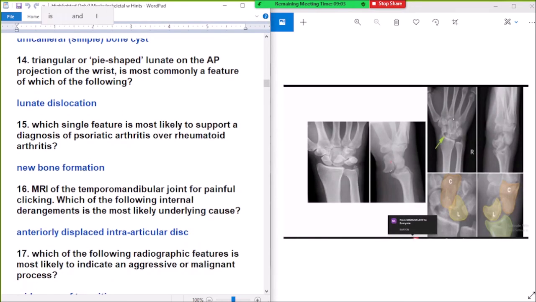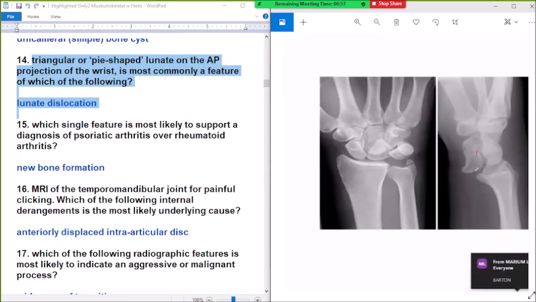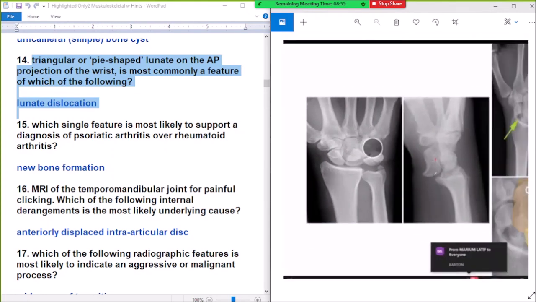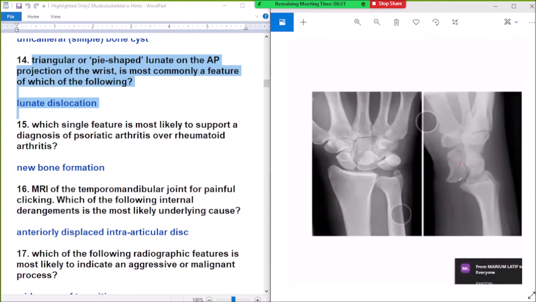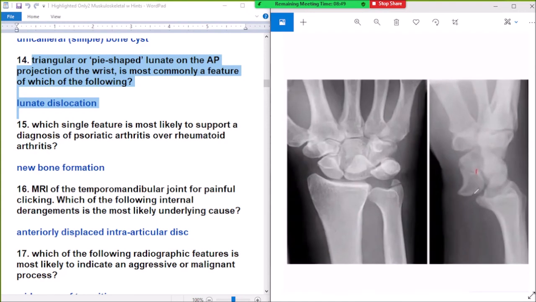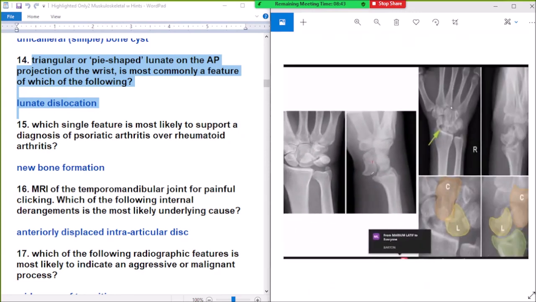Question number 14. A triangular or pie-shaped lunate on the AP projection of the wrist is most commonly a feature of lunate dislocation. A triangular or pie-shaped lunate on the AP projection of the wrist is seen in lunate dislocation. Another is the spilled teacup sign.